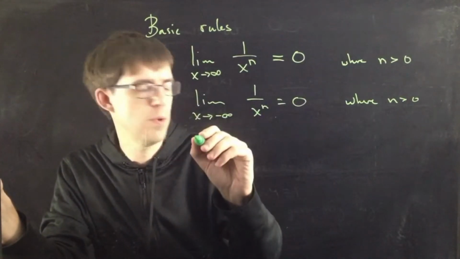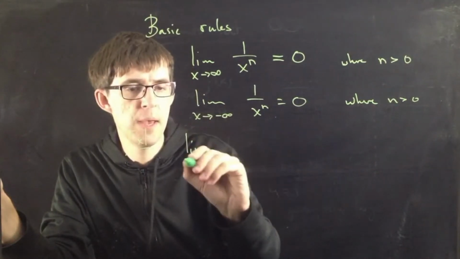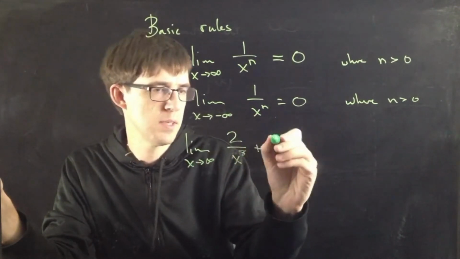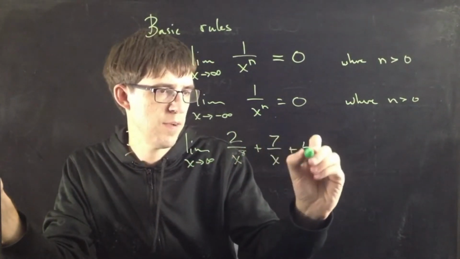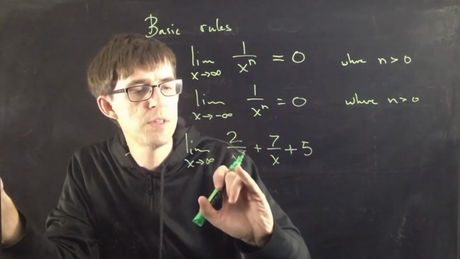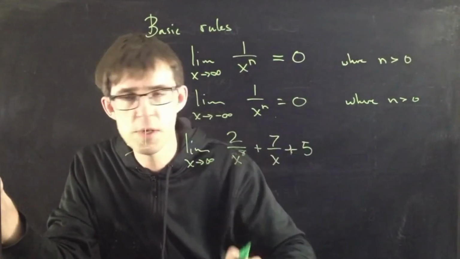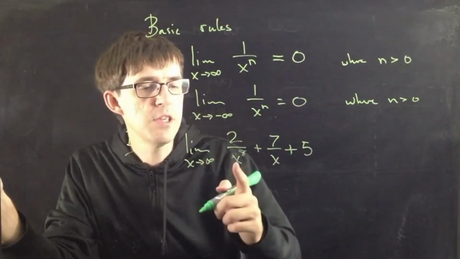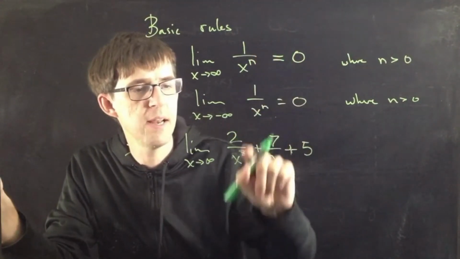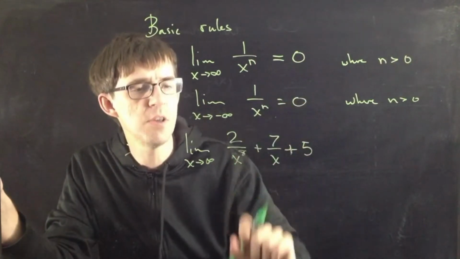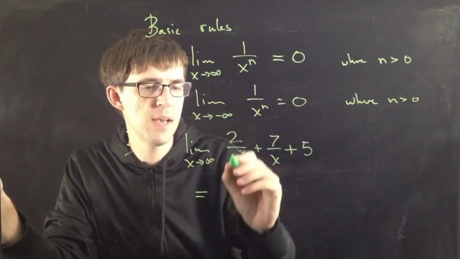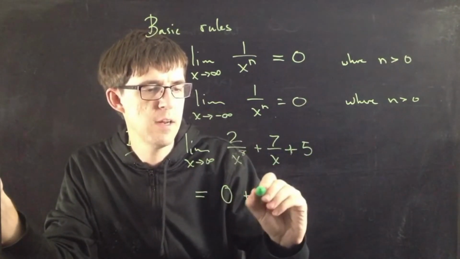Here's an example. What if we do the limit as x goes to infinity of 2 over x to the 8 plus 7 over x plus 5. When you do a limit like this, you look at each individual part and see what each approaches. Each of the first two fit this format. This one is like 1 over x to the 8. It's 2 over x to the 8, but that doesn't matter. If you multiply by 2, you're still going to get 0. So I'm going to get 0 here, and another 0 here.